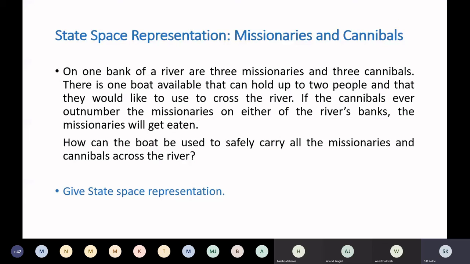So this is the missionaries and cannibals problem. As I told you, on one bank of the river there are 3 missionaries and 3 cannibals. There is a boat available that can hold up to 2 people, and they would like to use that boat for crossing the river. If the cannibals ever outnumber the missionaries on either side of the river bank, the missionaries will get eaten. So cannibals are like demons, right? So how can the boat be used to safely carry all missionaries and cannibals across the river? So give state space representation for this problem.